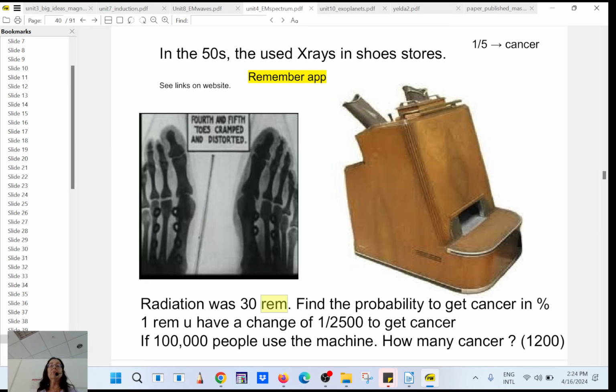So the linear hypothesis says that if you are exposed to one REM, your chance to get cancer is 1 out of 2,500. Or if 2,500 people each get one REM, that means one person will get cancer. Those machines will expose people to 30 REM, so your chance to get cancer is multiplied by 30.